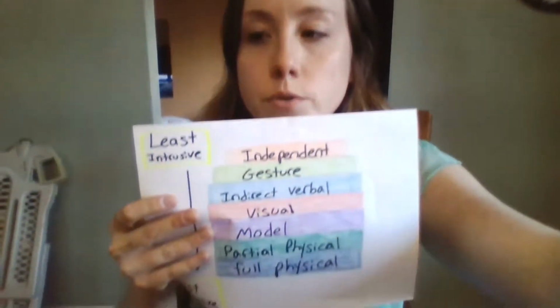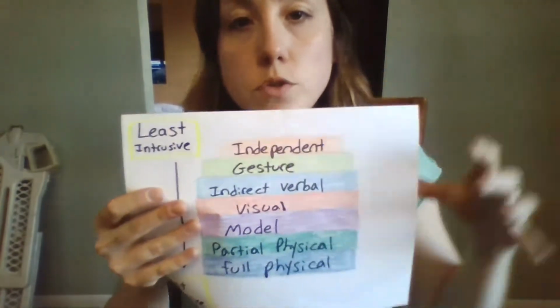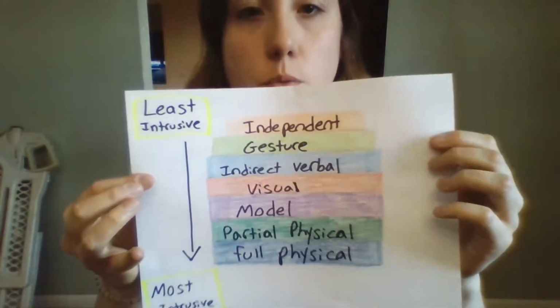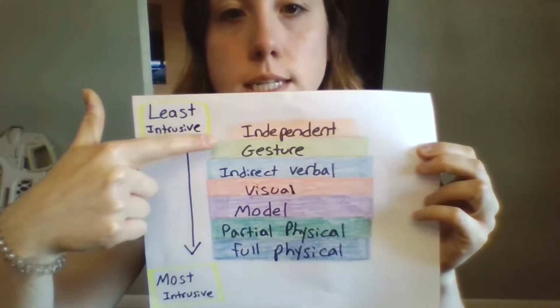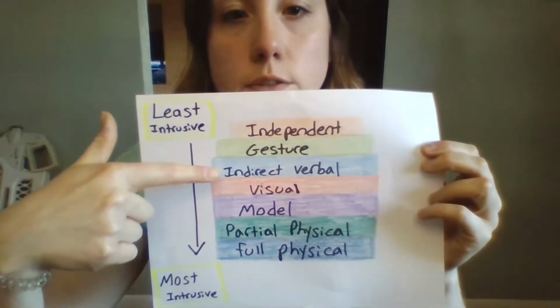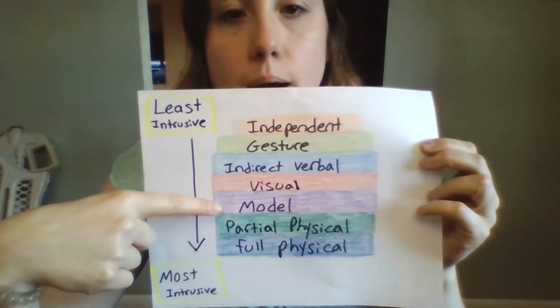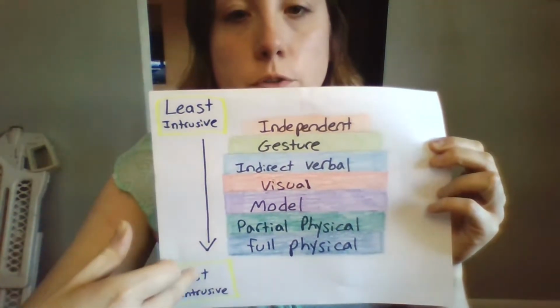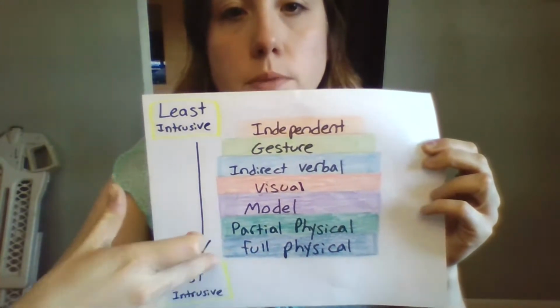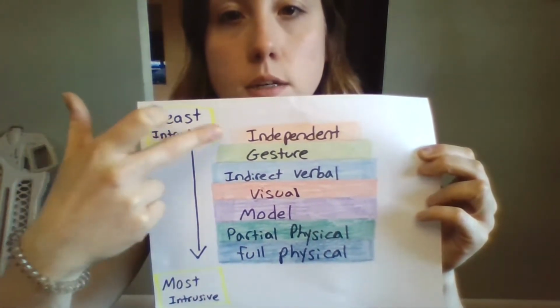Prompts are typically used from least intrusive to most intrusive, as you can see in this visual. The least intrusive prompt is independent. Next would be gesture, indirect verbal, visual, model, partial physical, and full physical. Full physical is the most intrusive prompt, and independent is the least intrusive prompt.